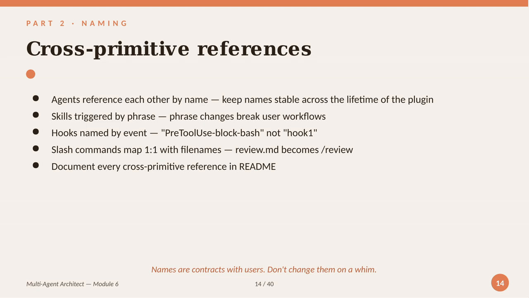Skills are triggered by phrase. The user types "package my plugin" and the right skill activates. Change the trigger phrase, and existing user workflows break. Hooks are named by event. Use descriptive names, like pre-tool-use-block-bash, not hook-1. The name is the documentation. Nobody opens hook-1 looking for what it does.